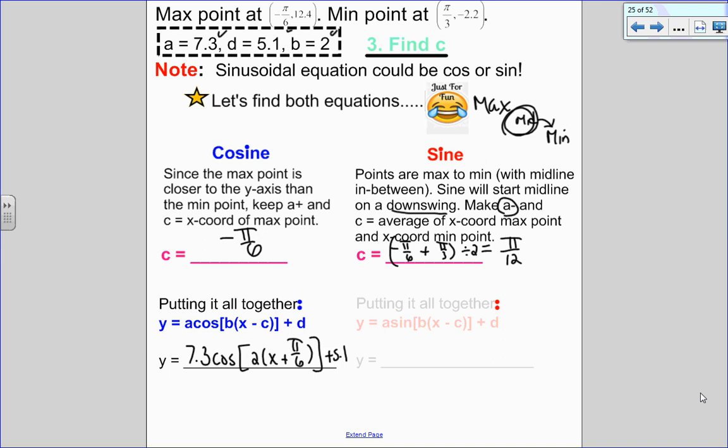Okay, so let's put it all together. Now remember, we made A negative, so it's negative 7.3 sine of B, which is 2, x minus pi over 12, and then add 5.1. And that would be my equation.